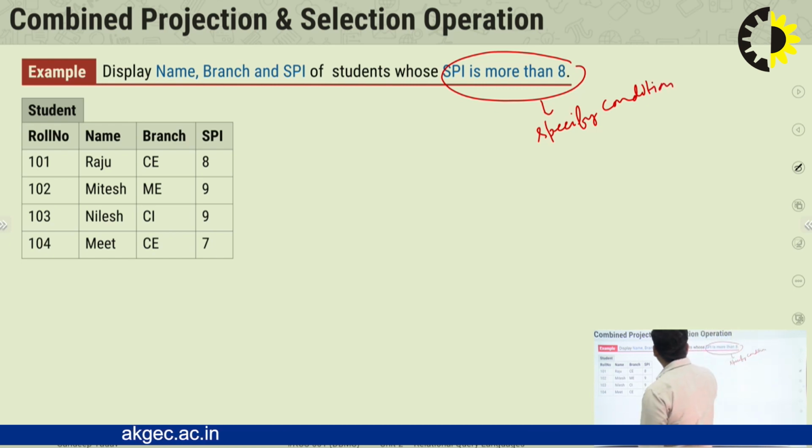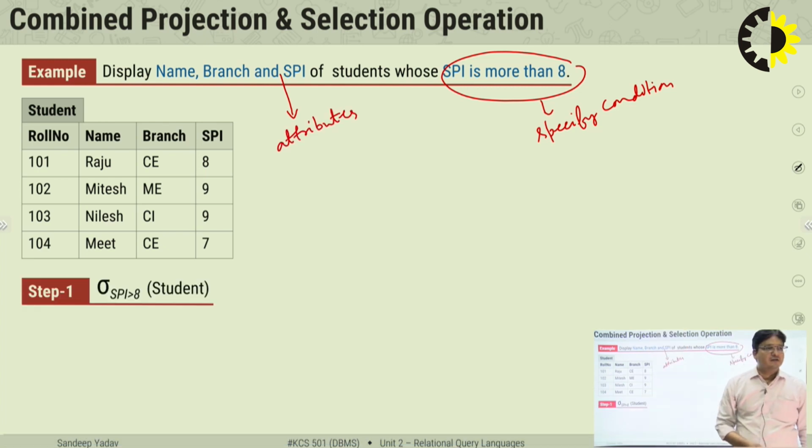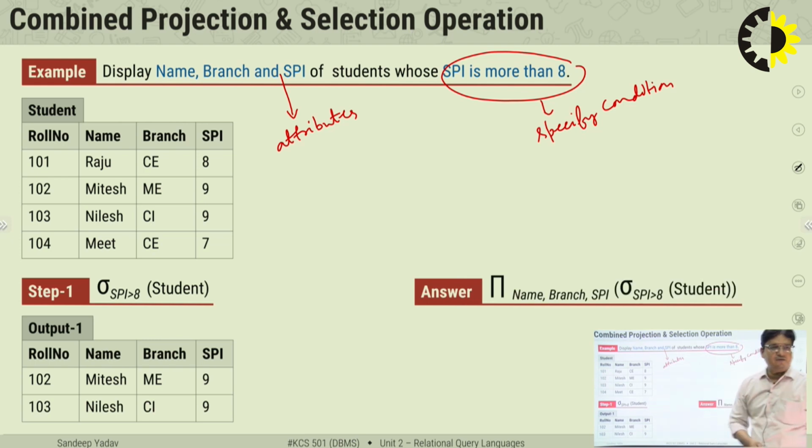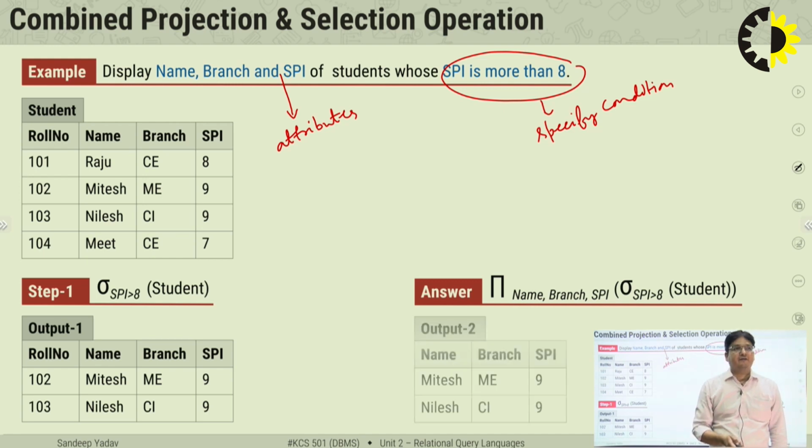And this part is specifying the attributes. Now the condition is SPI is greater than 8, and the attribute that we want to show is pi, name, comma branch, comma SPI, where SPI is greater than 8, and the name of the relation is student. In this way we will be able to fetch the required answer.